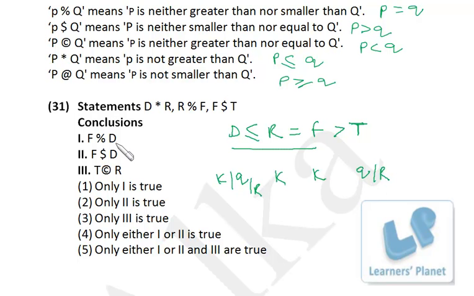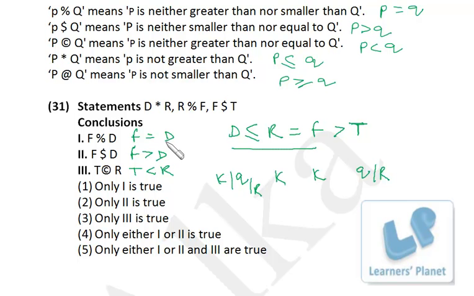Now F percentage D means F is equal to D. F dollar D means F is greater than D. And T C R means T is less than R, right? T is less than R.